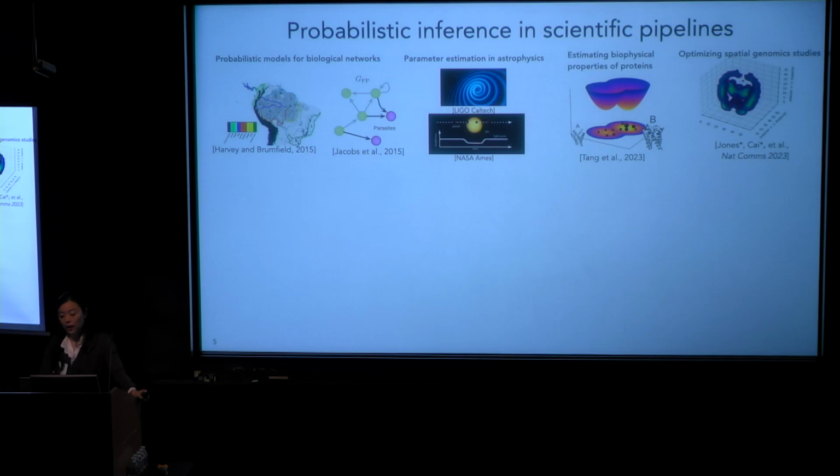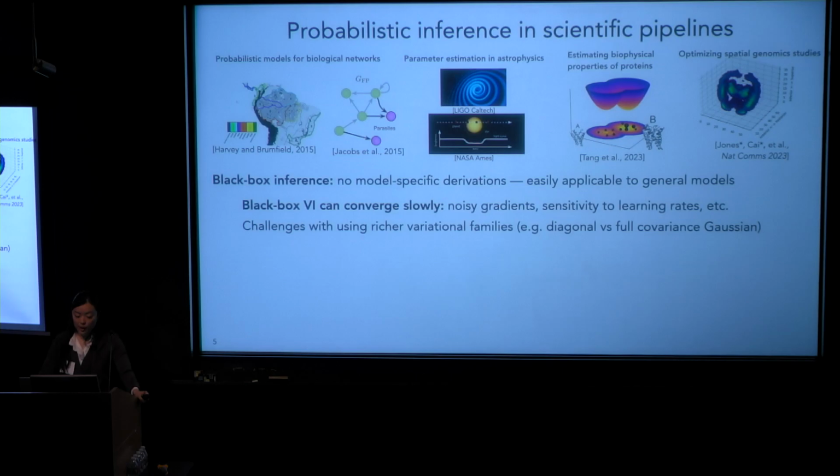And one of the types of algorithms that we're really interested in developing are black box inference methods. So these are methods that do not make model-specific derivations, making them easily applicable to general models. In particular, black box variational inference algorithms can converge very slowly due to things like noisy gradients, sensitivity to learning rates, and other parameters. And there are going to be additional challenges in the optimization that result from using richer variational families. For instance, when we go from a diagonal to a full covariance Gaussian, the problem gets much harder.